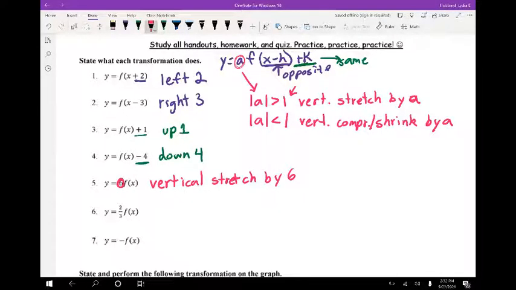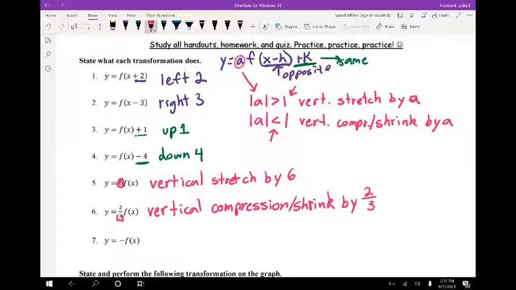Now, when we look at question number 6, we have 2/3. Well, 2/3 is actually less than 1. It's between 0 and 1. So 2/3 means that this is in fact a vertical compression, also known as a shrink. You don't have to write compression slash shrink; you can write compression or shrink. And we would say by 2/3. Again, we want to specify how much we're stretching or shrinking by.